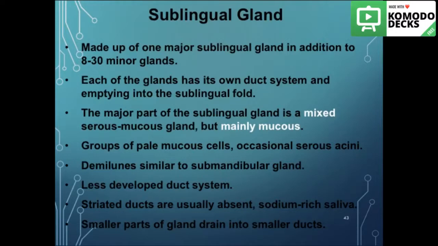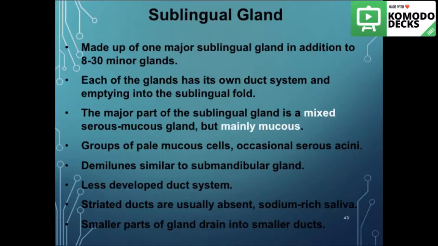So remember both the submandibular and the sublingual gland empty into the sublingual fold, but the submandibular is mainly serous, the sublingual is mainly mucus, and hereby we have a balance of the type of saliva. So histologically we have a group of pale mucus cells and occasional serous acini which look darker. Demilunes are similar to the submandibular gland.